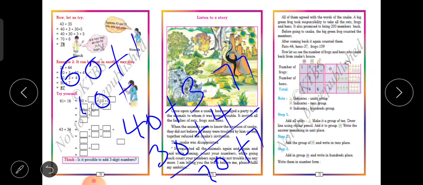So is this easy for you to add? Is it easy for you to add? So that's what we wanted. Shall we move on to 3-digit numbers?